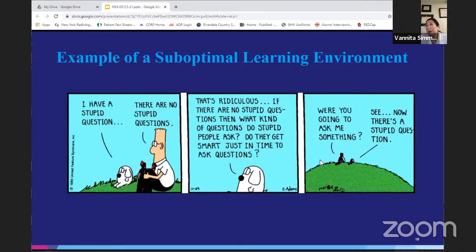So an example of a suboptimal learning environment is this cartoon right here. There's no such thing as a stupid question. And this cartoon depicts what we do not want to do, which is creating a hostile learning environment.